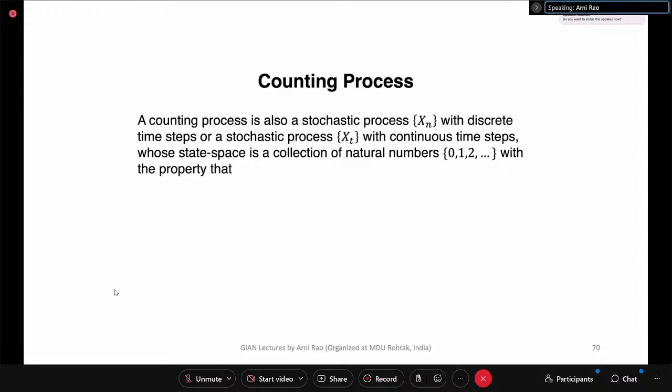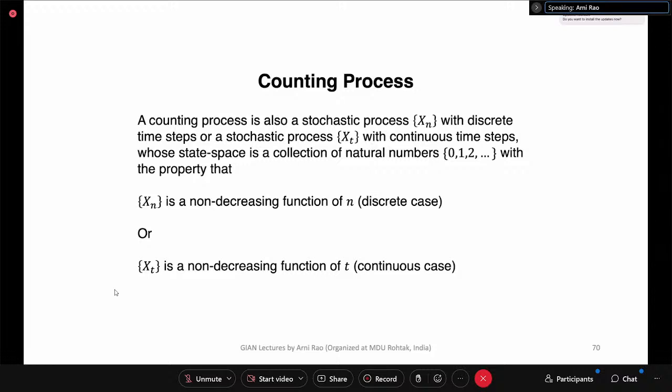So a counting process is also a stochastic process. The idea is, when you start counting the number of sixers, it's non-decreasing. That means these numbers either remain the same. Suppose in the first over somebody hits a 6 and in the rest of the match no 6s, so the total number of sixes at the end of the match is still 6. That's called non-decreasing. It could also be more numbers. That's the meaning of non-decreasing.